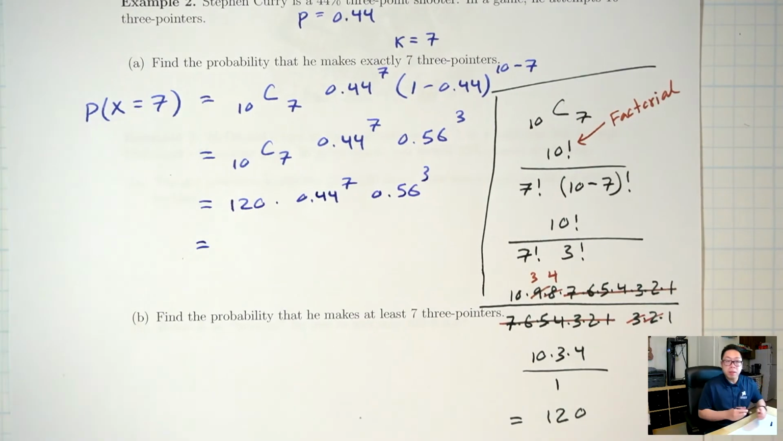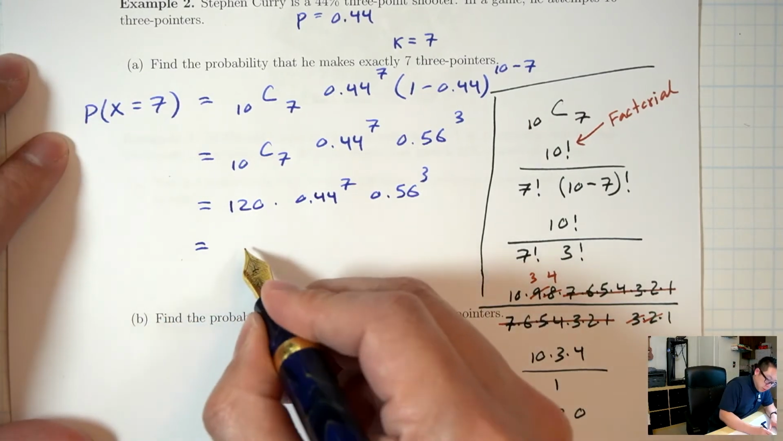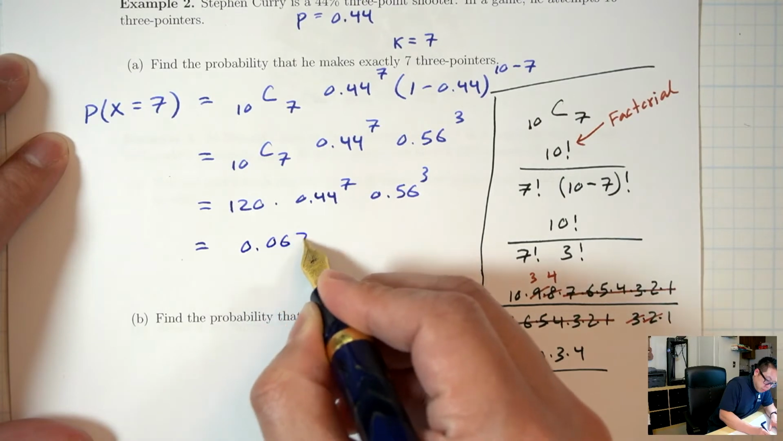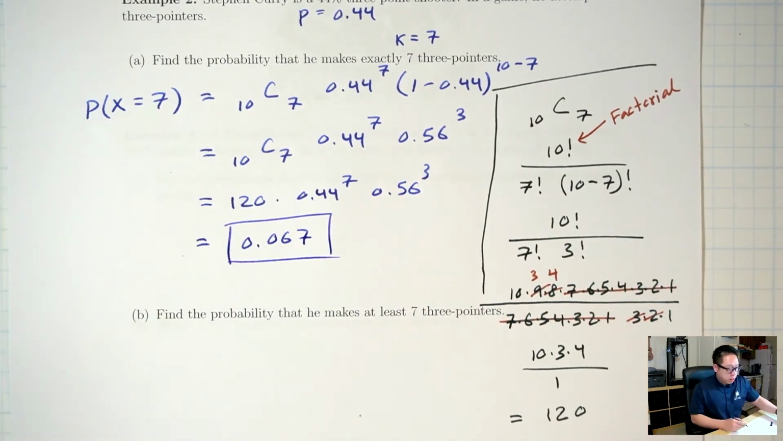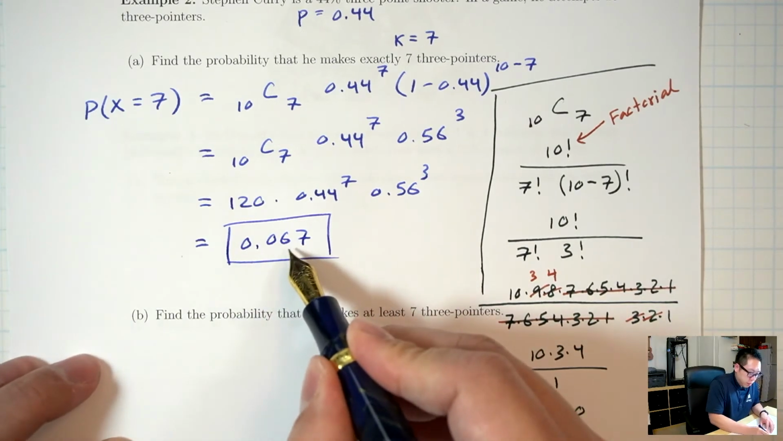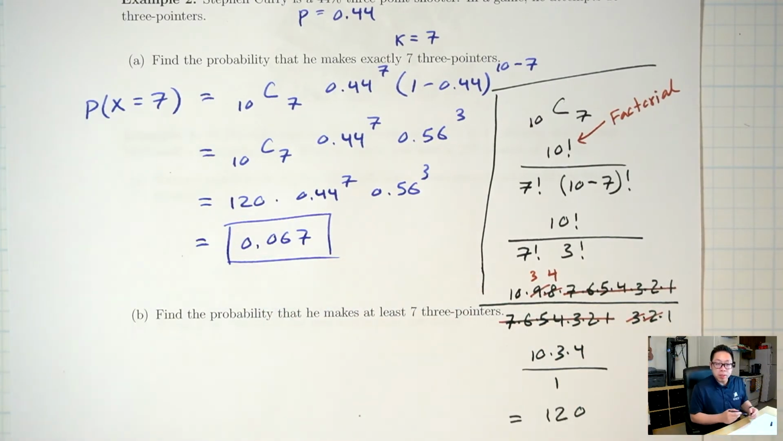Okay, so let's put this in a calculator. 120 times 0.44 to the 7 times 0.56 to the 3 is 0.067. That's rounded to 3 decimal places. So there's a roughly 6.7% chance of him making exactly 7 out of 10 3-pointers.